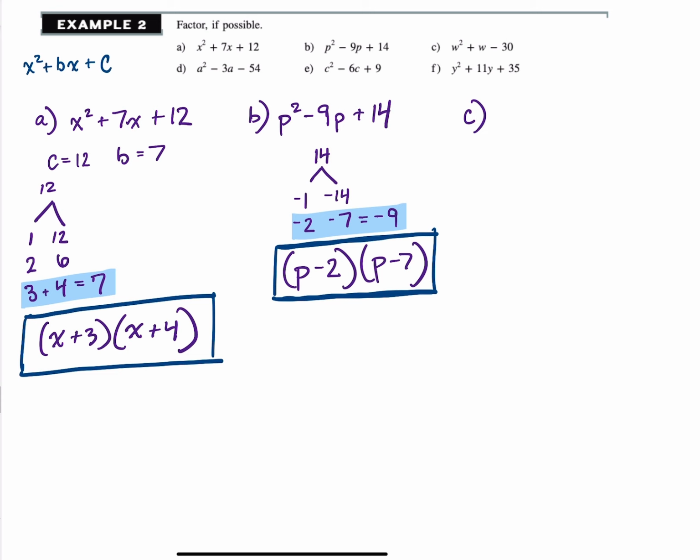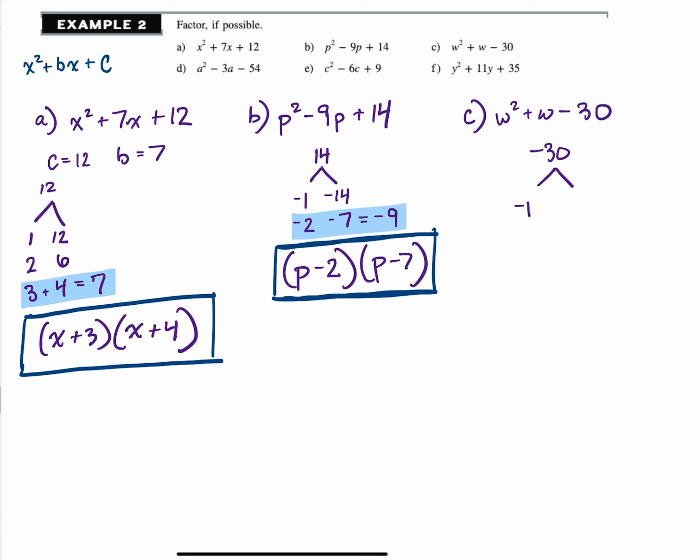All right, part C, we have w squared plus w to the first power minus 30. So we're looking for factors of negative 30. We have a minus 30, so the negative comes with it too. Two numbers that multiply to equal negative 30, but when I add them, I get positive 1. Our B term is 1, since we just have one w. So that means one should be positive and one should be negative.